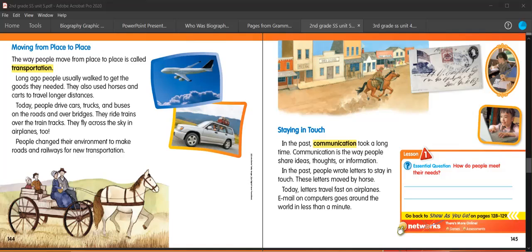And now, once we've gotten to the end of our lesson, we're going to answer our essential question. How do people meet their needs? So now, after you've read this information, we've gone over it together and you've gotten a good idea, go ahead and answer your question, then go back to the Show As You Go pages on page 128 and 129 and answer the section for lesson 1.